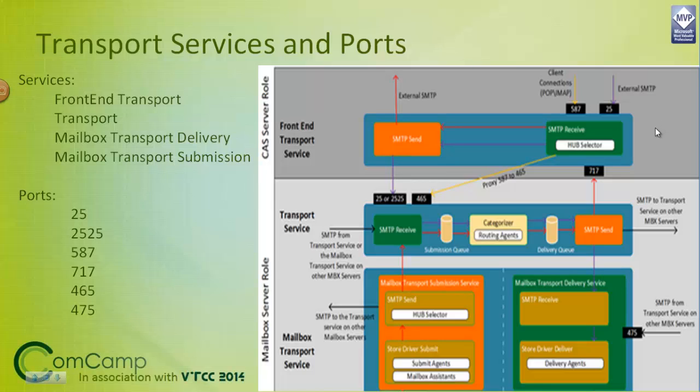Alright, so front-end transport service also sends outbound emails if the send connector is configured to route outbound emails through the client access server. If client access and mailbox server roles are separate on different servers, then Edge Transport servers bypass the client access server and communicate directly with the transport service on the mailbox server. By the way, Exchange 2013 Edge Transport Server is back in Exchange 2013 Service Pack 1.